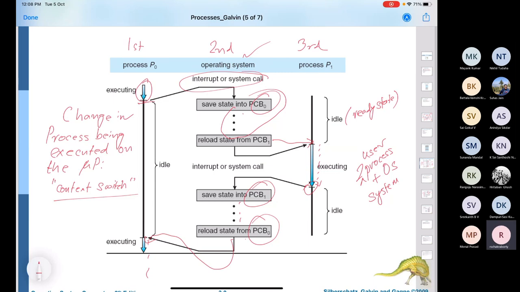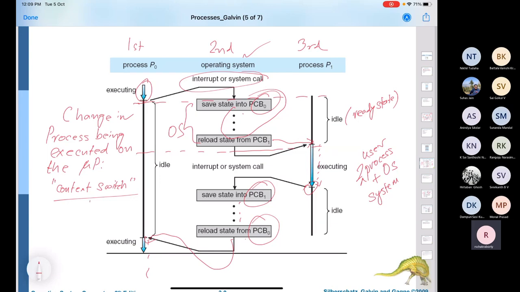What is the context switch time here? If you see in this interval, only the OS module was running. Neither process P0 nor process P1 was running. If we assume that the user is only interested in process P0 and process P1, this idle time where both are idle is the context switch overhead time. The context switch overhead time should be as small as possible.